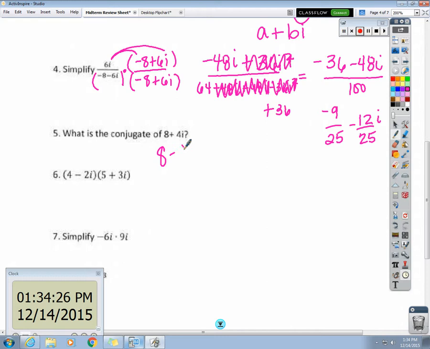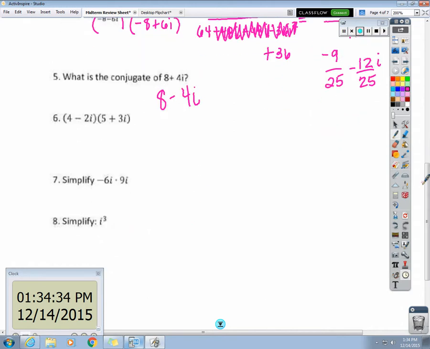8 minus 4i. Some of y'all need to wake up. Number 6. What are they wanting us to do with that problem? FOIL. So 4 times 5 is 20.